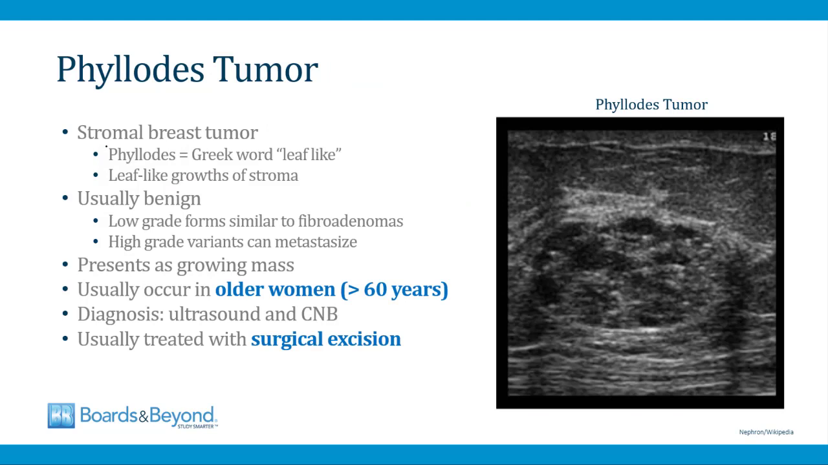And so now I'll finish this video by talking about a couple of special breast lesions that have unique characteristics. These sometimes come up on board exams, so it's good if you've heard of them. We'll start by talking about a phylloides tumor. This is a stromal breast tumor.